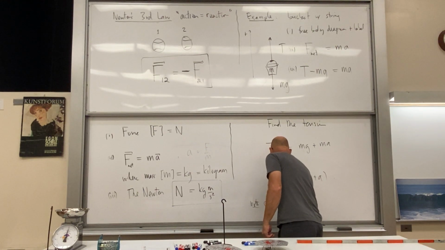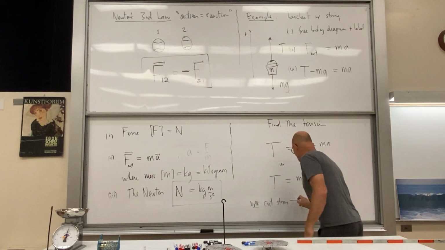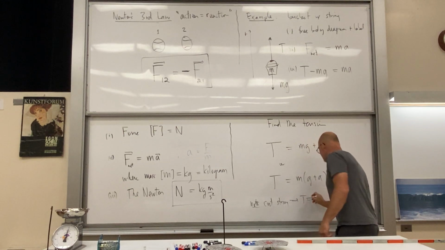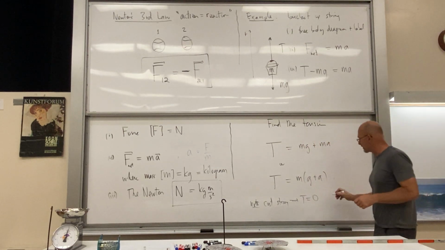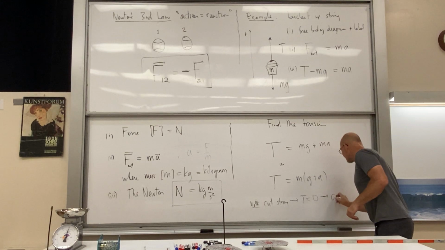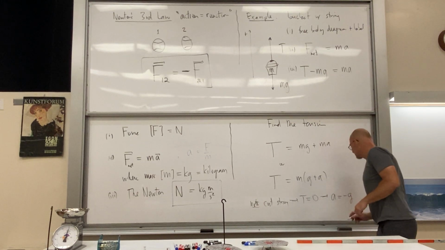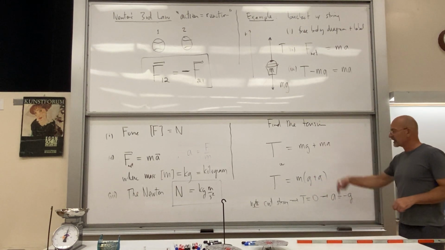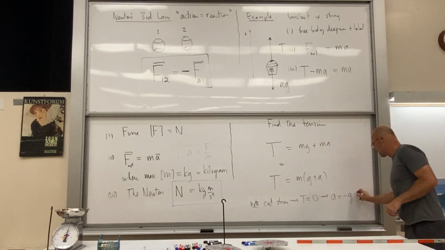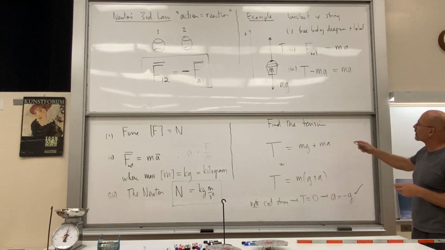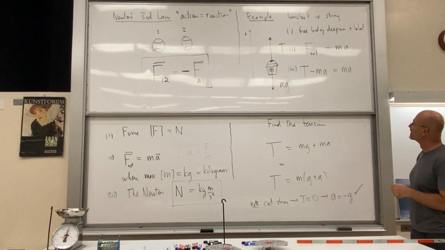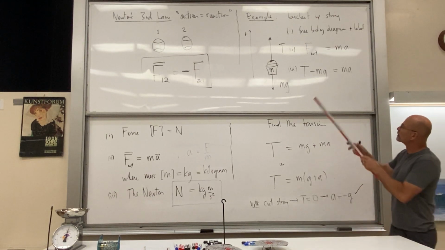Cut the string, then T equals 0, because the tension in the cut string is 0. Then acceleration equals minus g. g is a positive number, so acceleration is down. That makes complete sense. So put a couple more words in there. That's a really crucial example.